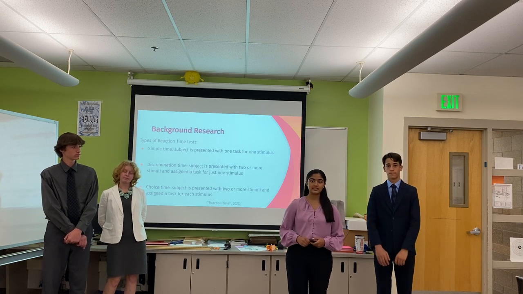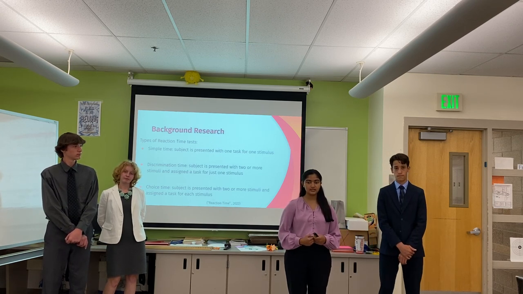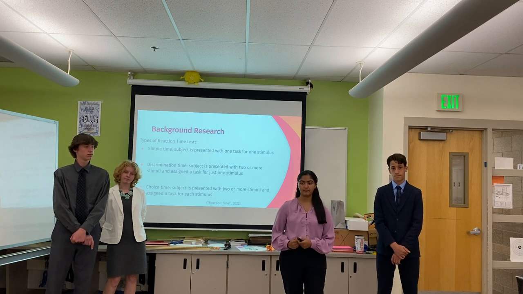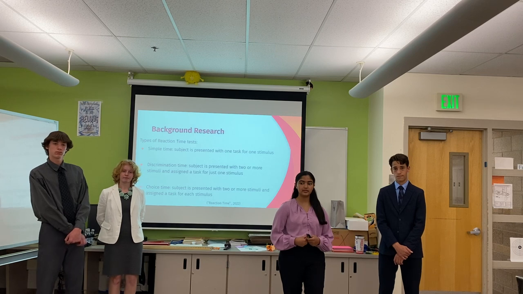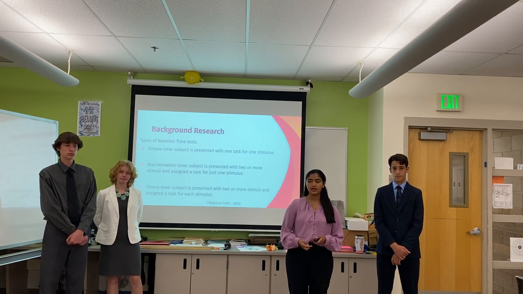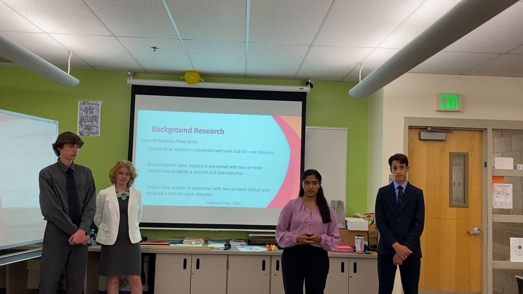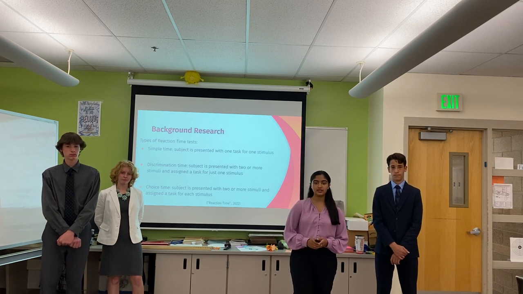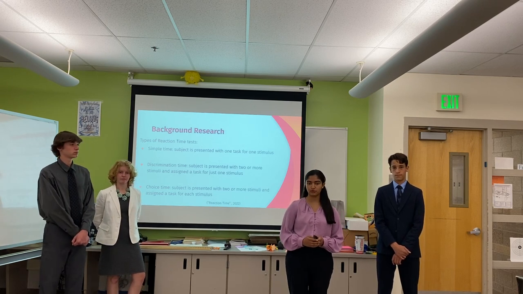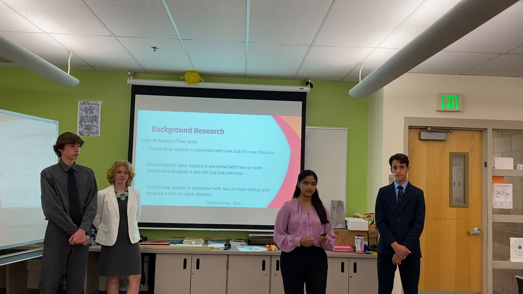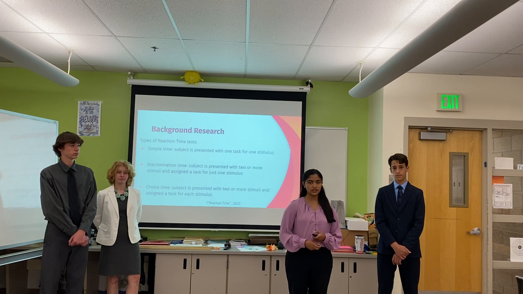The first type of test is simple time, in which a subject is given one stimulus and one task for that. An example of this would be to tell a person to click the button when the light turns on. The next type of test, which we used in our experiment, is discrimination time. In this test, the subject is given two stimuli, but a task for just one of them. An example of this is what you guys did when you were shown a green screen and a red screen and were told to click the touchpad on only the green screen.